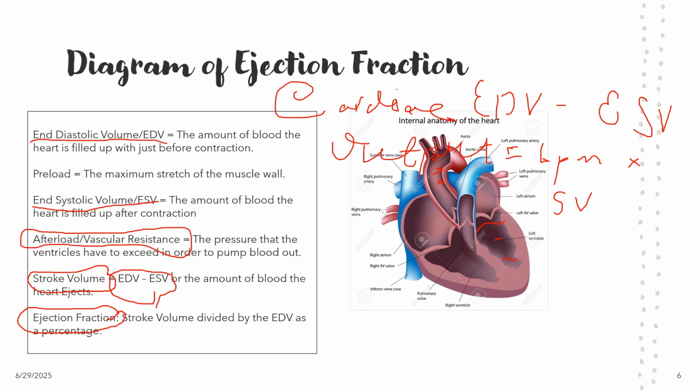So that basically just means the stroke volume divided by the end diastolic volume, and that should equal a percent. Basically, what fraction of the blood that fills the heart does the heart eject? What fraction of blood the heart ejects from the amount it is filled with. And that is basically ejection fraction.